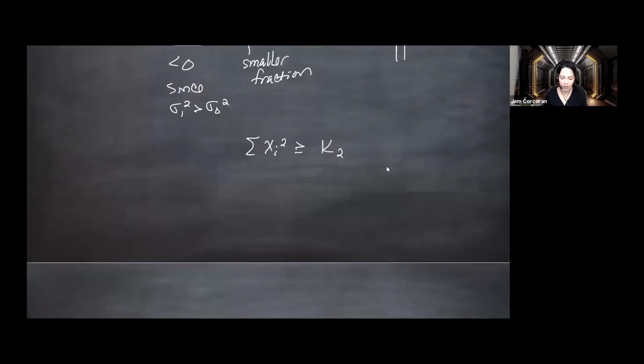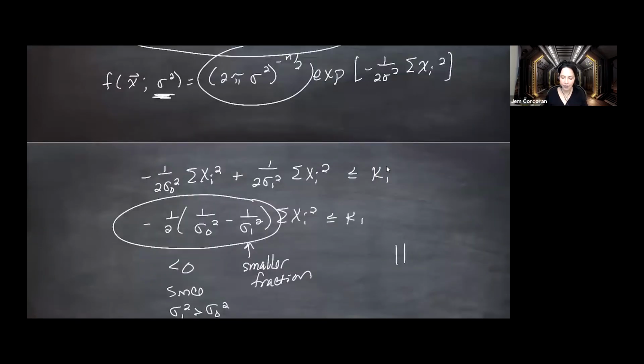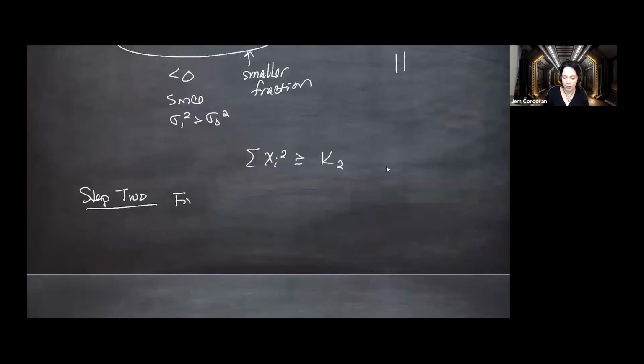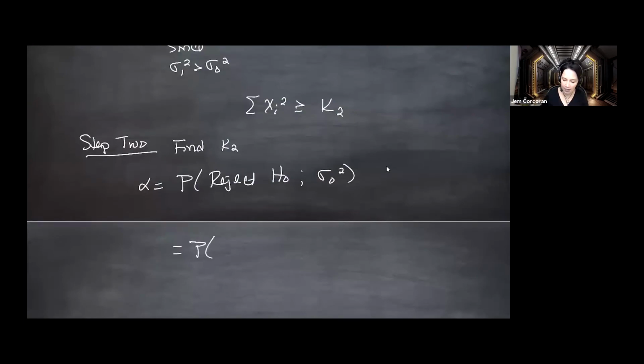Okay, so I wrote step 1, so I'll write step 2, which is to find the k2, or k5, or maybe you reuse the name k. So the alpha is the probability of the type 1 error because we're in the simple null hypothesis case. This is the probability we reject the null hypothesis when the parameter is sigma naught squared. This is the probability that the sum of the capital Xi squared is greater than or equal to k2 sigma naught squared.